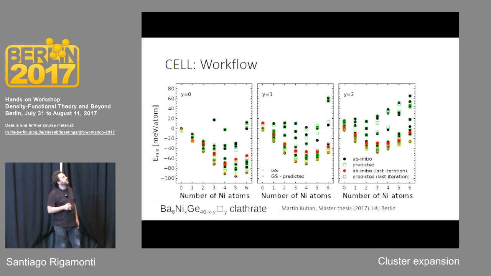This is for 0 vacancies, for 1 vacancy, for 2 vacancies. All black dots here represent the ab initio calculations. The green squares represent all the predictions with the cluster expansion. The red dots represent the ab initio data for the last iteration of the algorithm. As you see, they are not the lowest ones because they are the lowest non-degenerate. So you first found this one, then this one, and then you end up with something above. And here, the crosses indicate the ground state structures that were predicted with the method.